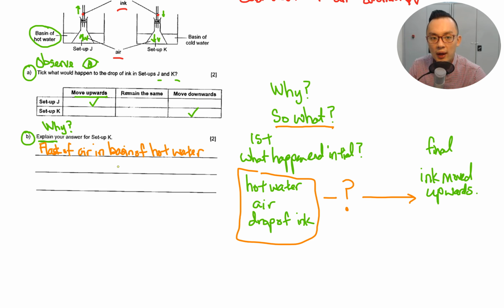Now the next thing is, so what if there is a flask of air in a basin of hot water? What a lot of kids will do is that they will say the air will expand. But is that true? Is it because of the flask of air in a basin of hot water that the air will expand? You're actually missing out something in between that states why the air will expand. Let me just write this for you. The reason why the air expands is because the heat is transferred from hot water to the air. I write shortcut here. Please write properly in your own notes.